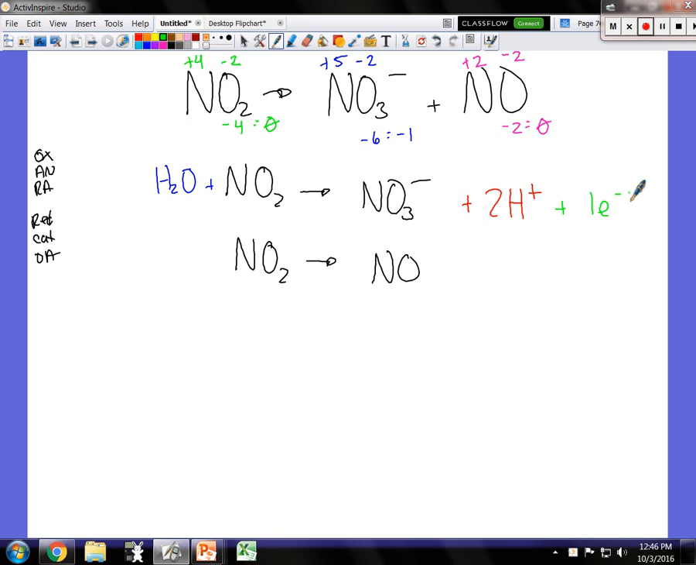Everybody good so far? Okay. All right, let's look at the bottom half. Are my N's neutral? Are my O's not neutral? Are they balanced? They're the same. Very good. So I need 1 water over here, right? Okay. And so now I need 2 H pluses over here.